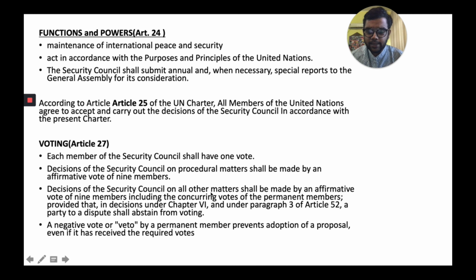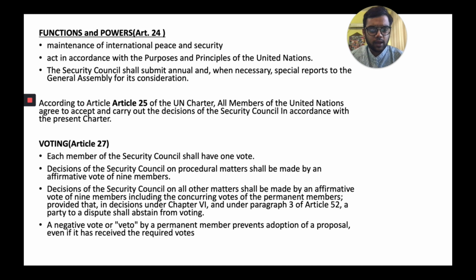Now, basically, these 3 points, which I have added over here as a pointer for us to remember well, are covered in Article 27, which states that each member of the Security Council shall have 1 vote.